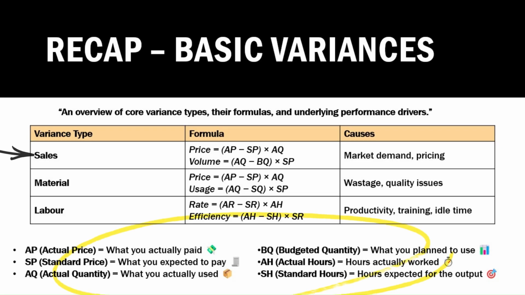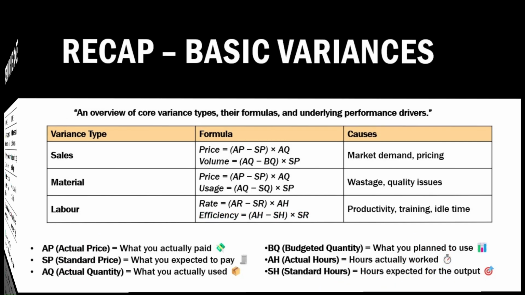Sales price variance equals actual price minus standard price times actual quantity. Volume variance equals actual quantity minus budgeted quantity times standard price, caused by market demand or pricing. Material price and usage variances show cost or wastage differences. Labor rate and efficiency variances reflect pay rates, productivity, and idle time.